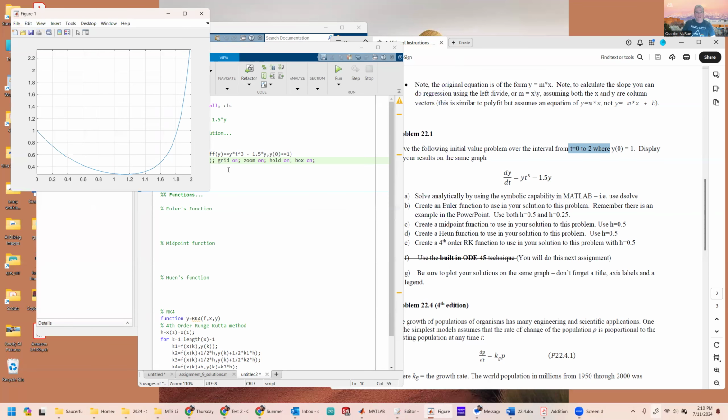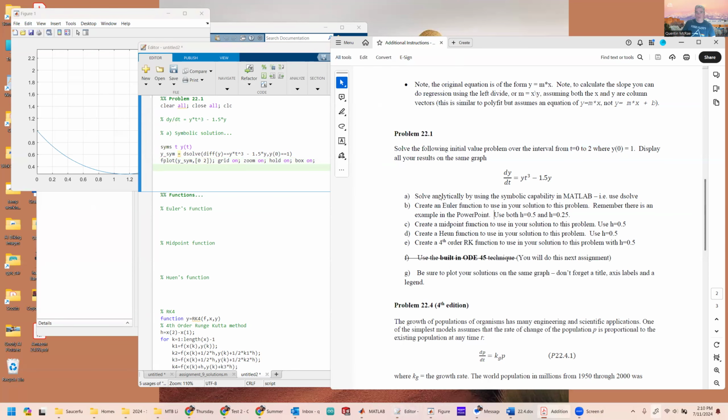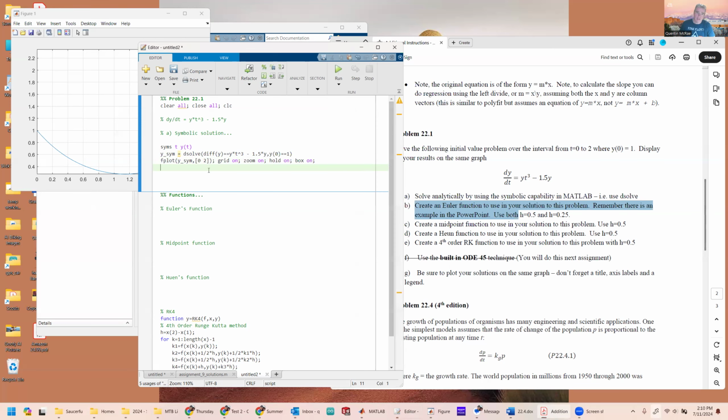That is our symbolic answer, and it's what we're going to reference as truth from here on out. Okay, so now we're going to start doing the ones that are interesting. This one was purely to help us have a reference point. So first off, Euler's method. We're going to create an Euler's method function to solve this problem. The first time I'll do it how I would normally do it, and then we'll get a little more efficient.